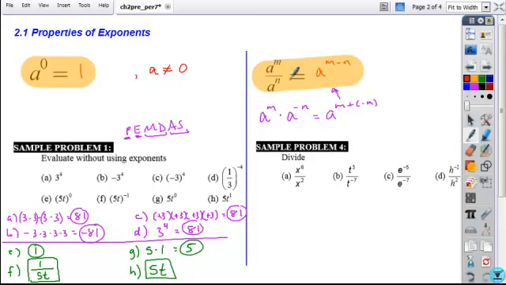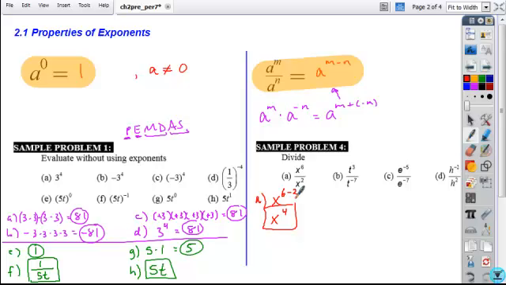When you're dividing exponents with the same base, you could use the property exactly as it's interpreted. We notice a common base, so we can write that common base and subtract powers. So 6 minus 2 leaves us with x to the 4th. So you could apply the properties exactly as it's written.